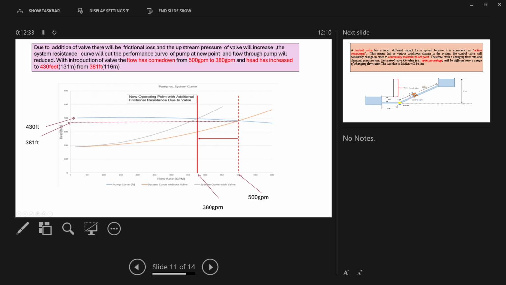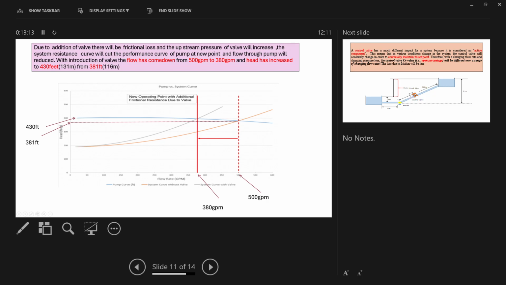If you see the earlier picture, then it was running with this much, 500 flow, and your pressure was 381. But due to provision of this valve, the upstream pressure will increase. So pressure has increased from 381 to 430, and when it is 300 to 480, your flow will come down from 500 to 380. So if you provide a flow restriction in the discharge line, then there will be friction losses, and the system resistance curve will cut here.